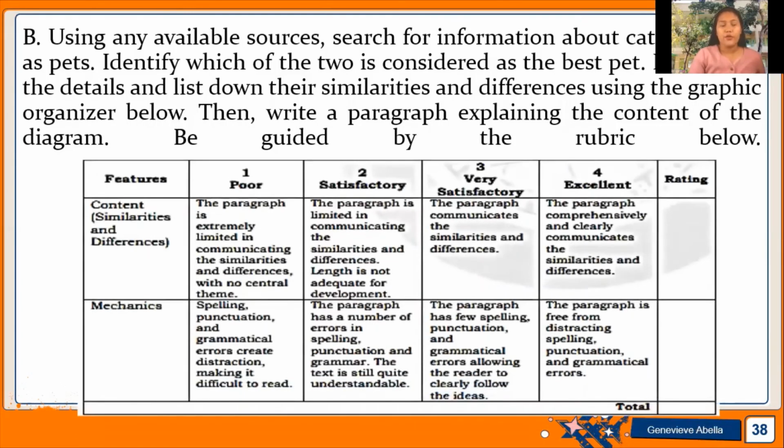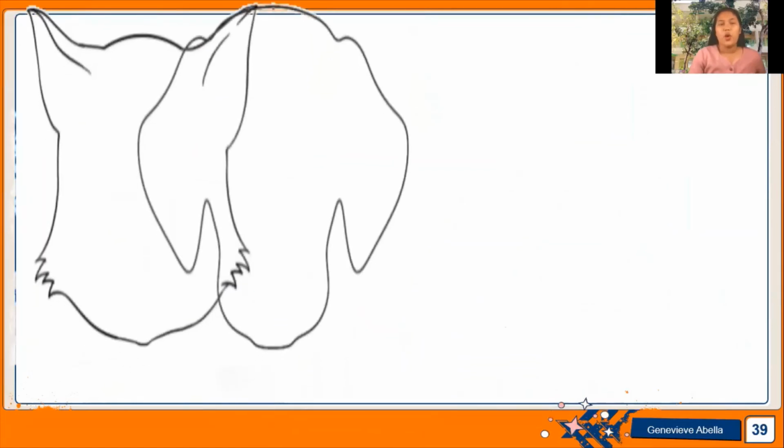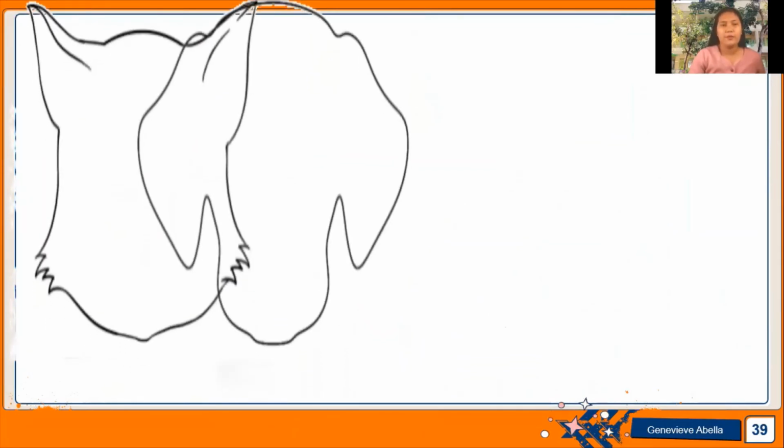So the same as with the first activity, or our guided activity number 5, you will have the same rubric, which is content and the mechanics. The lowest is 1 and the highest is 4. So I will be providing you worksheets for this activity. If you notice, the first animal shown is a cat. The second one is a dog.